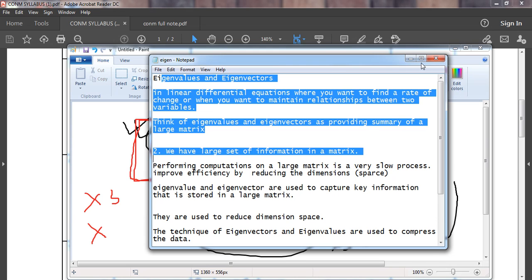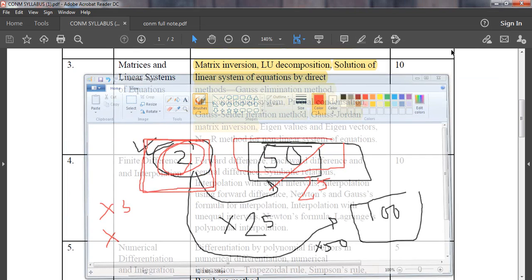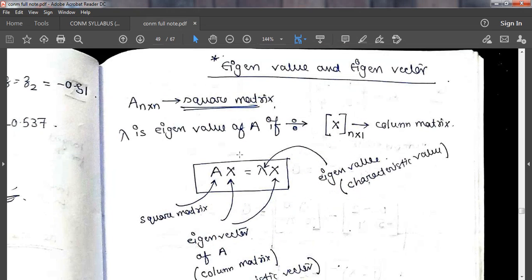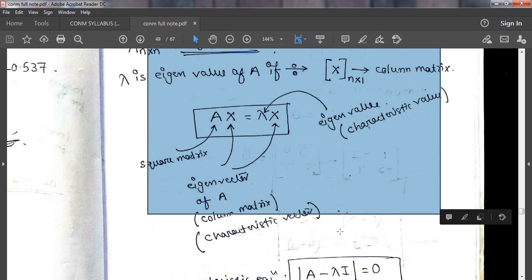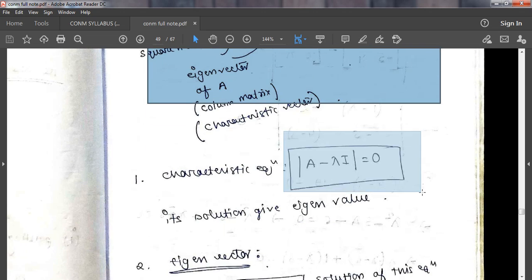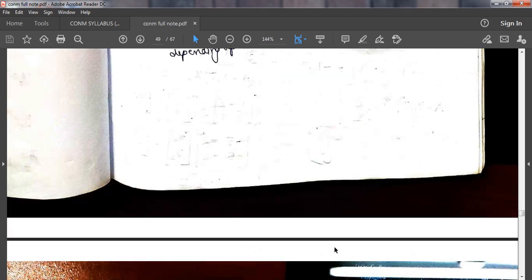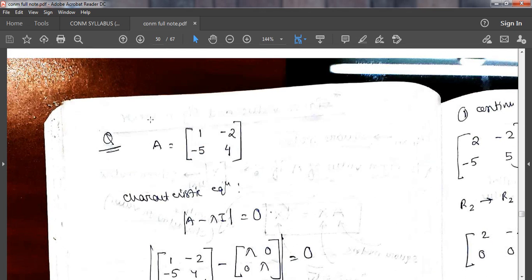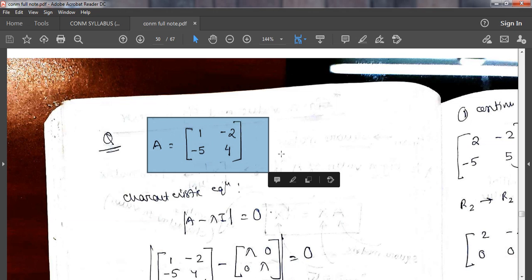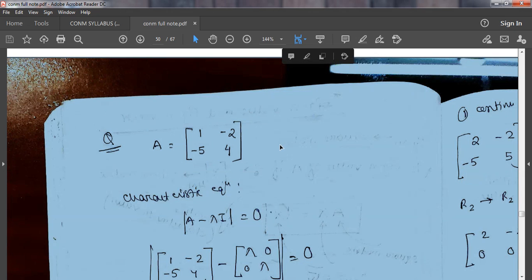So let's see with an example how to perform it. This is the theory part, how to do so. You basically need the characteristic equation. Once you have the characteristic equation, you can easily calculate it. Let's see an example. Suppose I have this matrix, a 2 by 2 matrix, and I want to find out its eigenvectors and eigenvalues. The procedure will be the same for a 3 by 3 matrix, 4 by 4 matrix, 100 by 100 matrix. Doesn't matter. As long as it is a square matrix, this method will work.